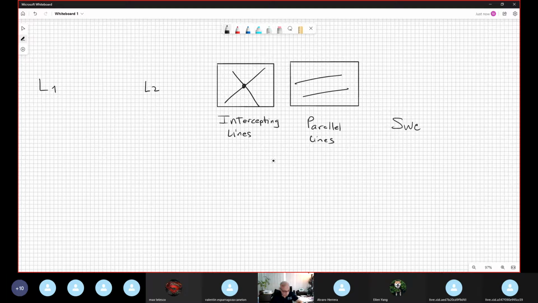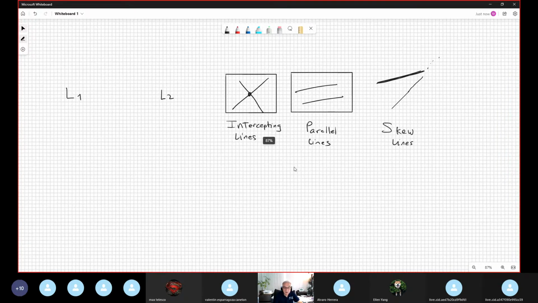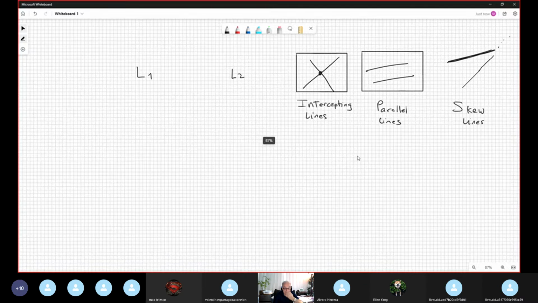Skew. The spelling for skew is S-K-E-W, no? Skew line. Skew lines are not parallel and not intersecting in 3D. One line travels in one direction, another travels in another direction, but in a different plane, and they never intersect. So this is a skew line. So how do you know? Okay, we have intersecting lines, parallel lines, or skew lines.